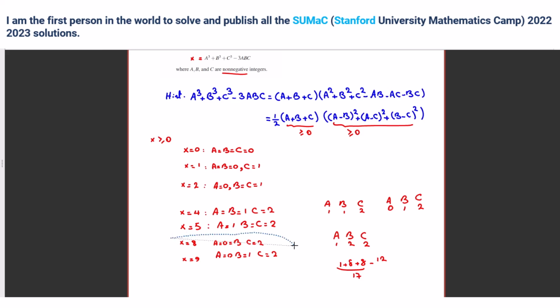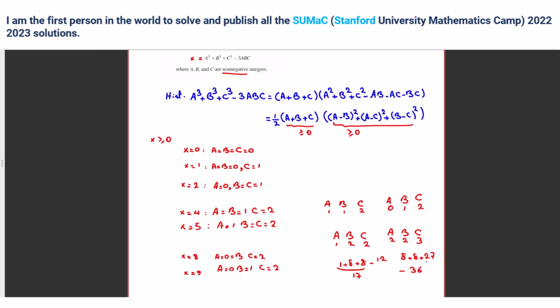Okay, so it seems that we were not able to create 3. Can we create, for example, 6 or 7? Let's try 6. If A is 2, B is 2, C is 3, then it's equal to 8 plus 27, right? Minus 3 times 4 times 3, 12 minus 36, right? Yes, sir. So what's this one equal to? It's equal to 51 minus 36, which is 15.